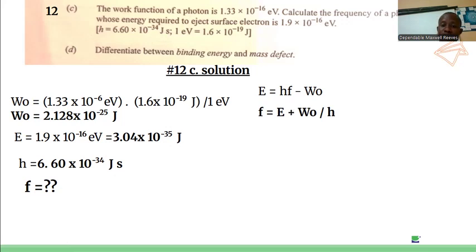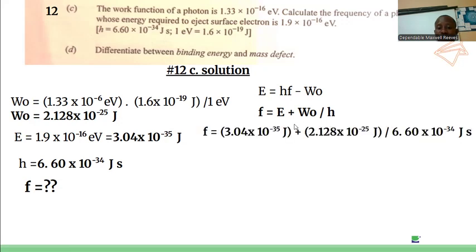So replacing the value, firstly, to make life easier, we actually make f the subject. We can leave it and replace the values, you will still obtain the same answer. So making f the subject, we send the work function across, it changes from negative to positive. So we have f equal to E plus the work function, divided by h. So we send this across the equal sign, it changes to positive, we divide both sides by h. So we have E plus the work function divided by h.